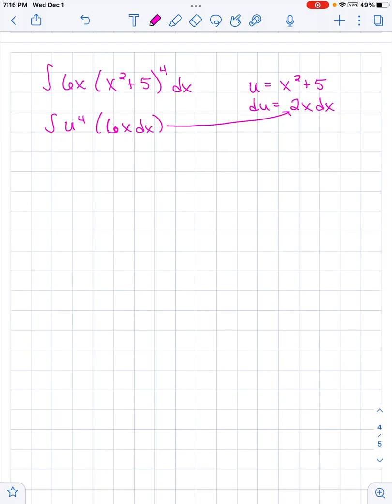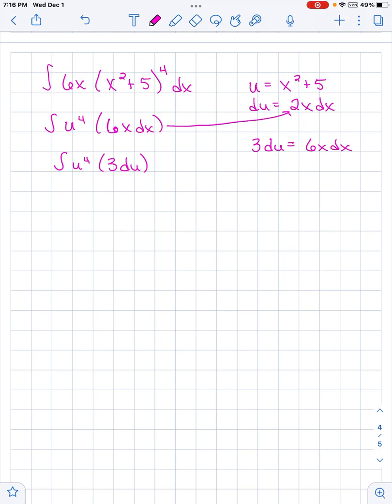So what I notice is that this 2x dx is 1/3 of 6x dx, or 6x dx is 3 times that. So if I just multiply 3 on both sides of my du equation, I get 6x dx. So now I can make my substitution. I've got u to the 4th. 6x dx is the same thing as 3 times du. Now everything is in terms of u.